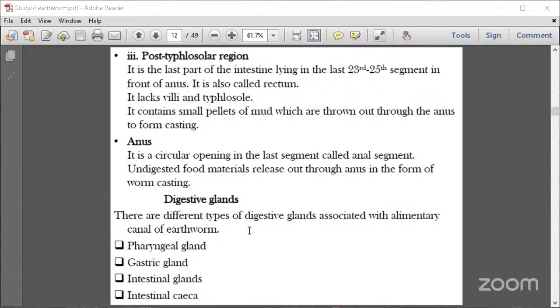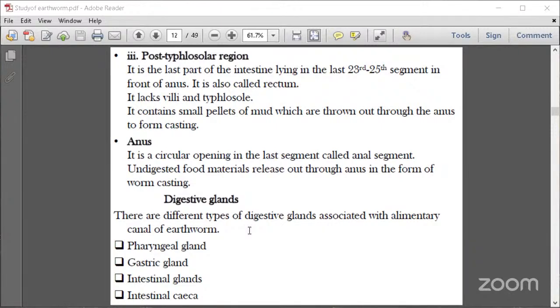Coming to the last region, the post-typhlosolar region, it is the last part of the intestine lying in the last 23rd to 25th segment in front of the anus. It is called the rectum. It lacks villi and typhlosole. It contains small pellets of mud which are thrown out through the anus to form castings.